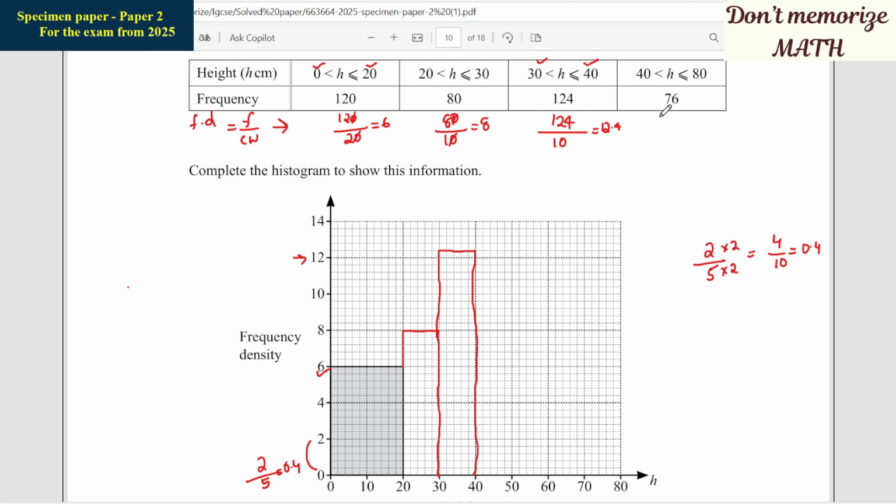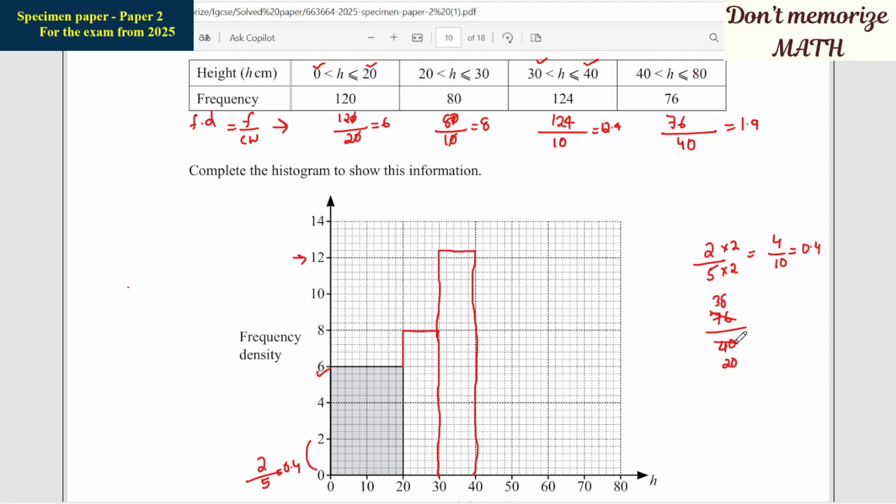Okay. So next one, frequency is 76. Class width is 80 minus 40, that is 40. So here you will get 1.9. I will show you how I got 1.9. 76 over 40. Both the numbers are divisible by 2, or directly you can take 4, otherwise you can take 2. When you divide 40 by 2 you will get 20. When you divide 76 by 2 you will get 38.